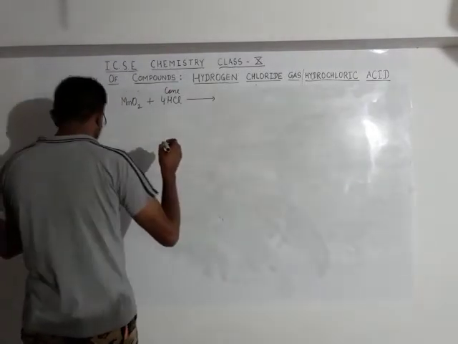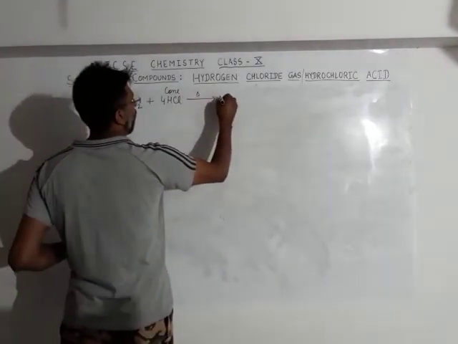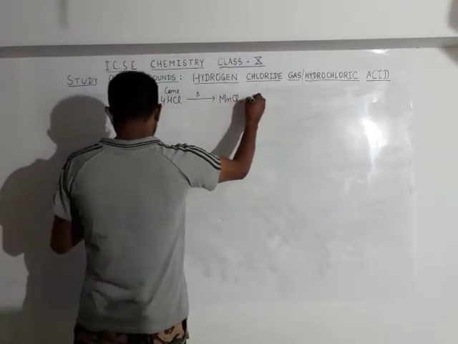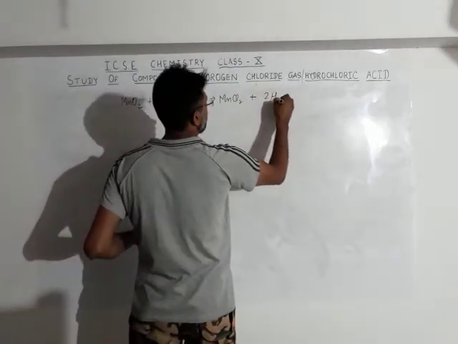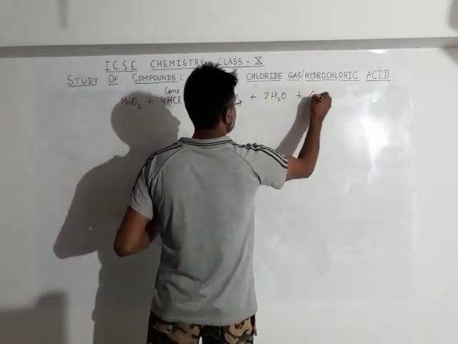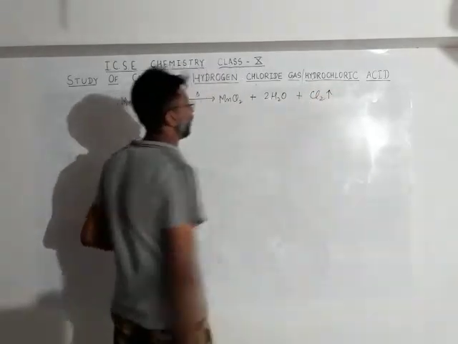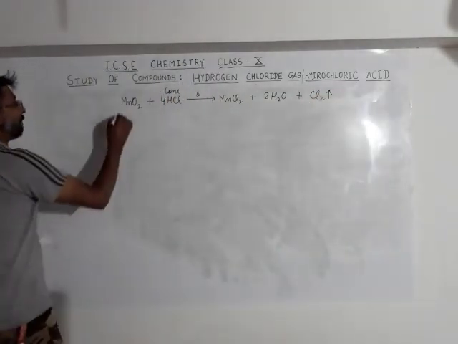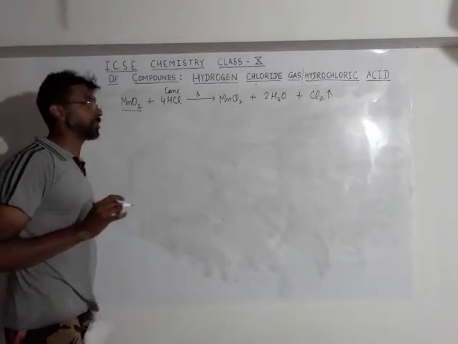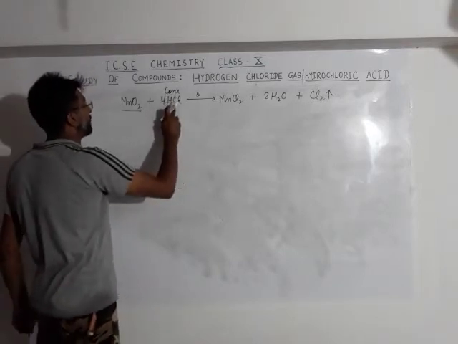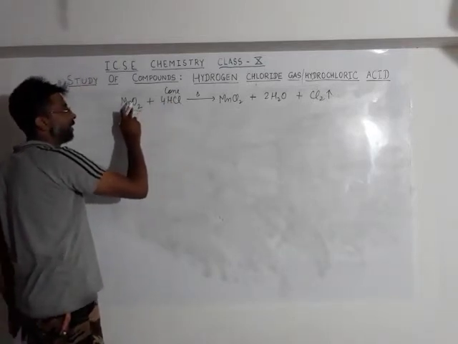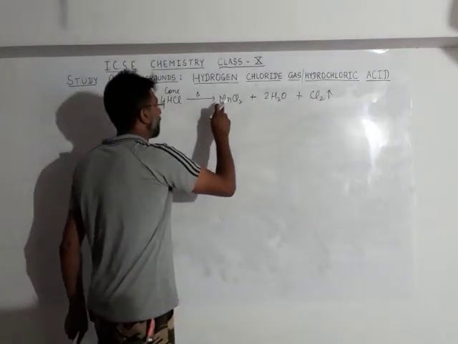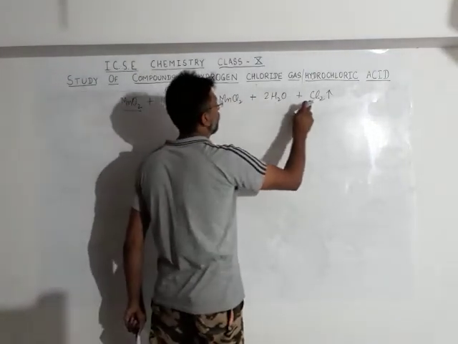It forms MnCl2 plus water plus chlorine gas, Cl2. This is a greenish yellow colored gas. This manganese dioxide is the oxidizing agent. So concentrated hydrochloric acid reacts with manganese dioxide to form manganese chloride, water and chlorine gas.